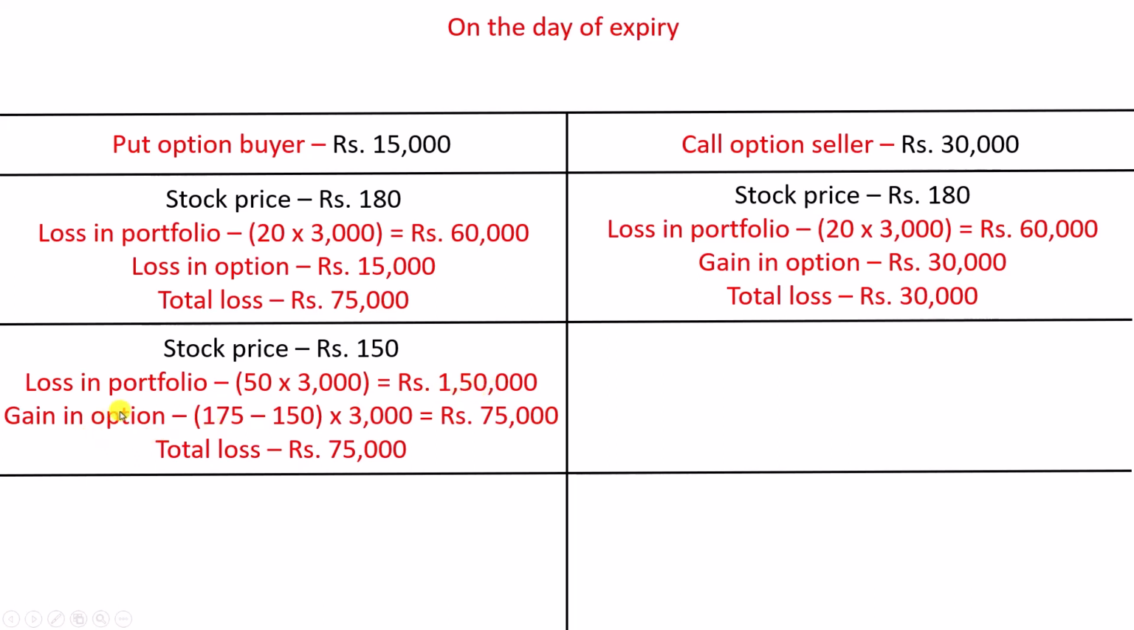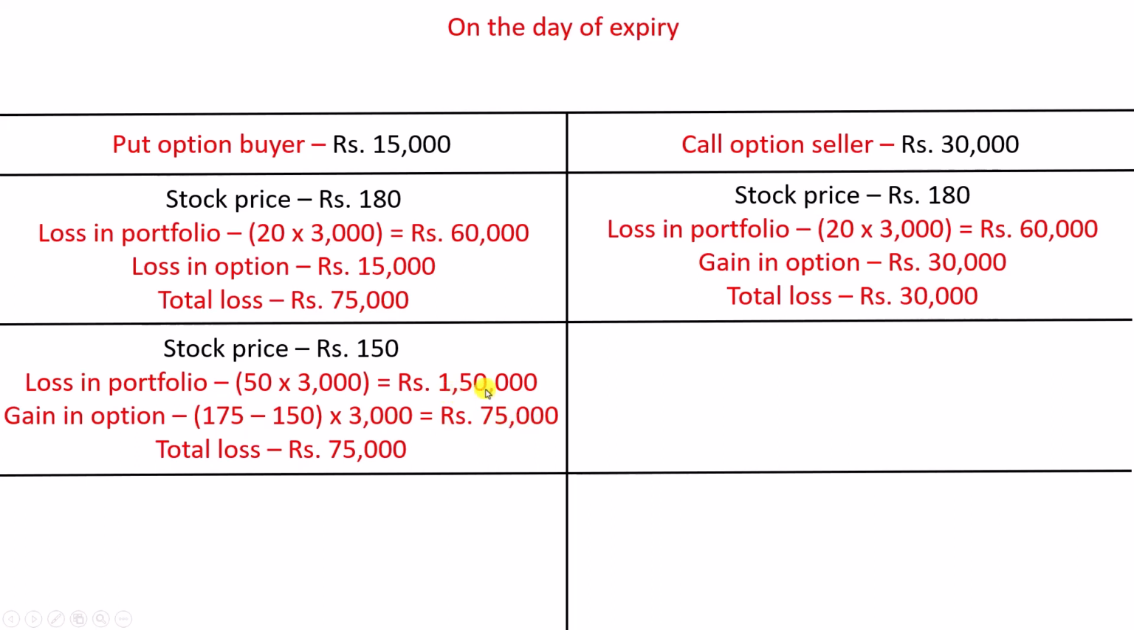But then I gain in the option. I had bought a 180 strike price put option by paying 15,000 rupees. So I gain in the option. How much do I gain? That is 175 minus 150 into 3,000 rupees, which is 75,000 rupees.